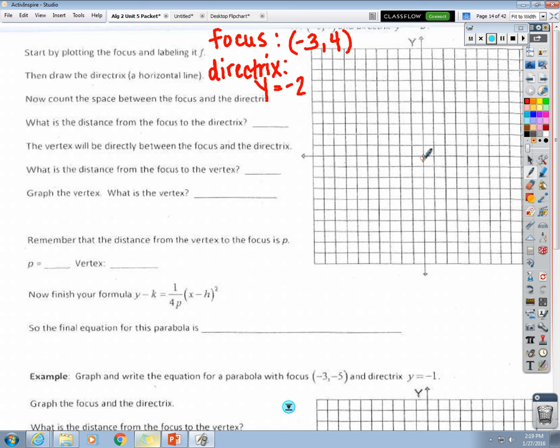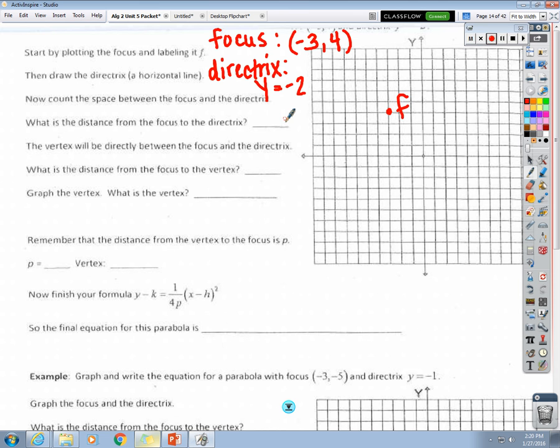How do I plot (-3, 4)? Go over 3, go left 3. Left 1, 2, 3, up 1, 2, 3, 4. Remember, the first coordinate is your x value, so you go left or right. Your second one is your y value, so you go up or down. Okay, and then I'm going to label it F for focus. That way I don't get it mixed up with the vertex.